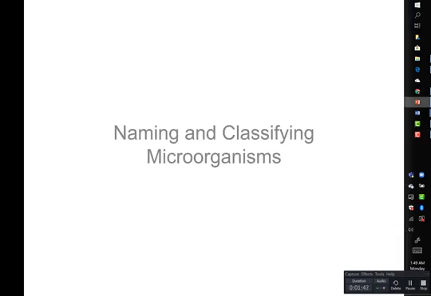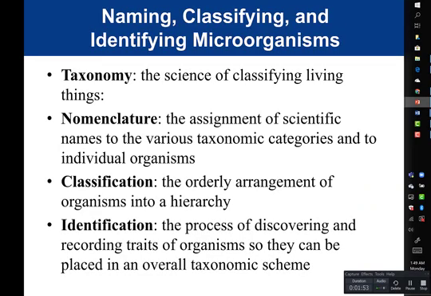So now we're going to move on and talk about naming and classifying microorganisms. In order to do so, we need a few terms. So the first term is going to be taxonomy. And taxonomy is going to be the science of classifying living things. So basically, how we're going to group different types of microorganisms or different organisms in general. When we talk about nomenclature, nomenclature is the assignment of scientific names to the various taxonomic categories and to the individual organisms.